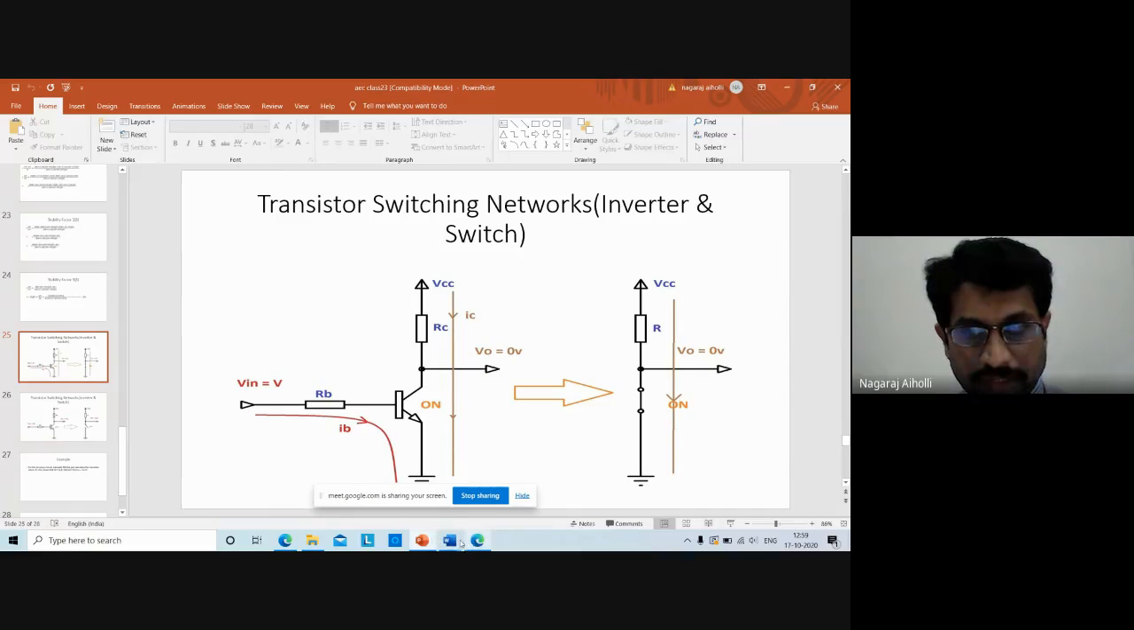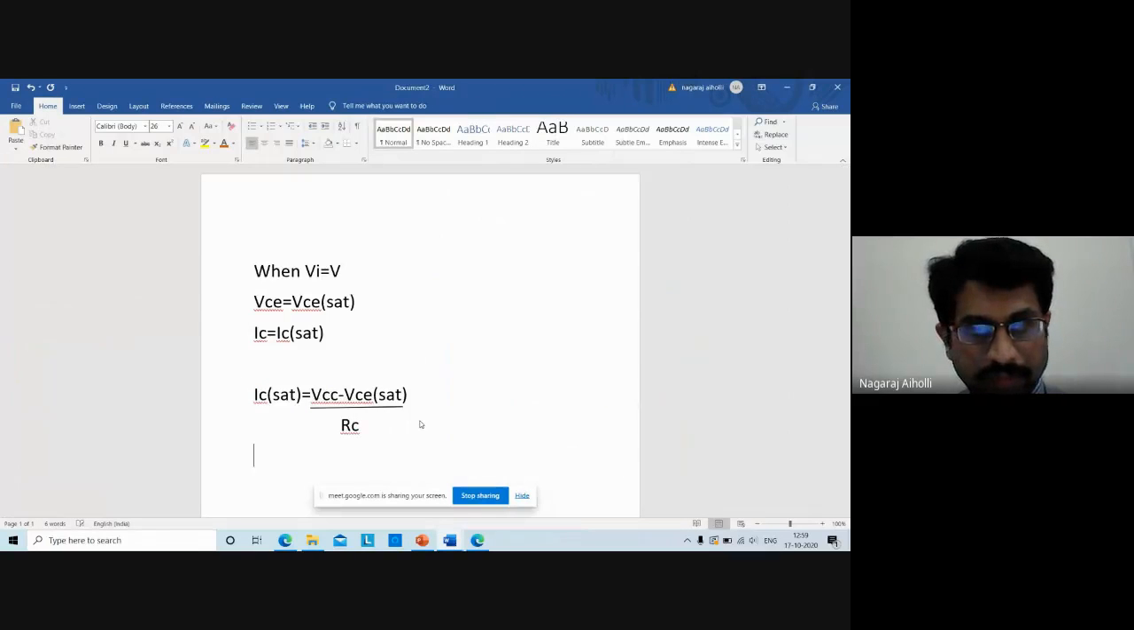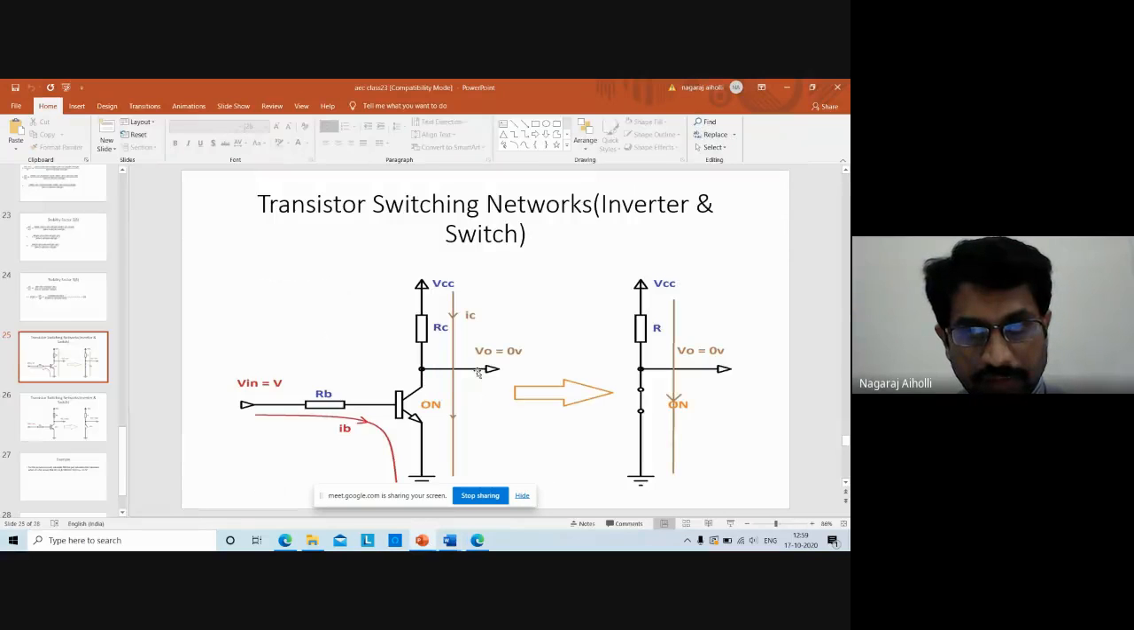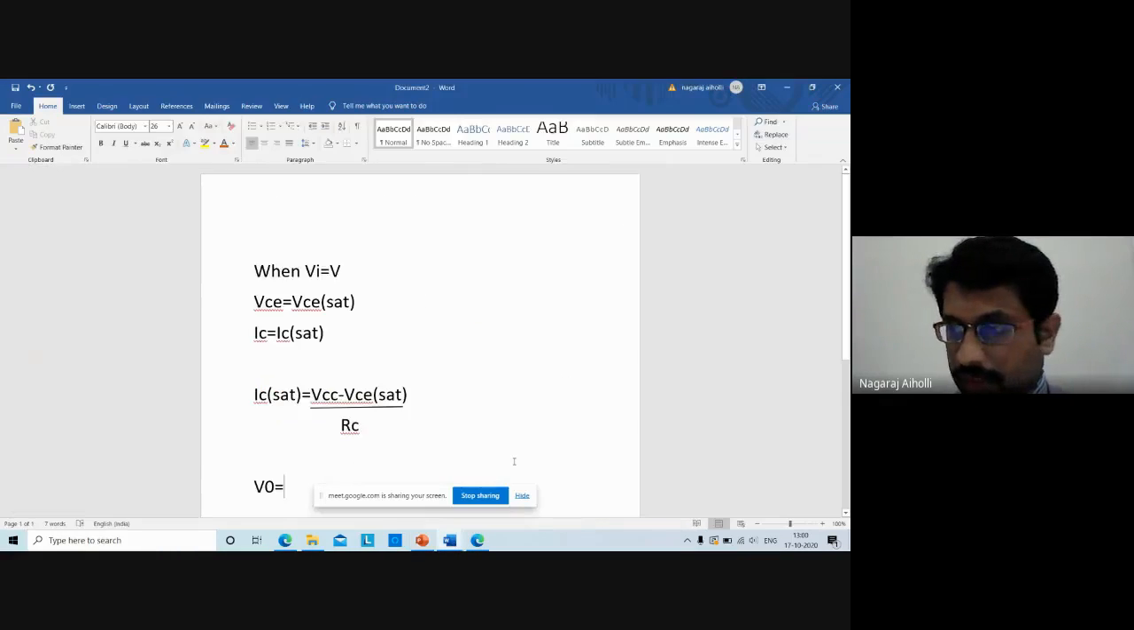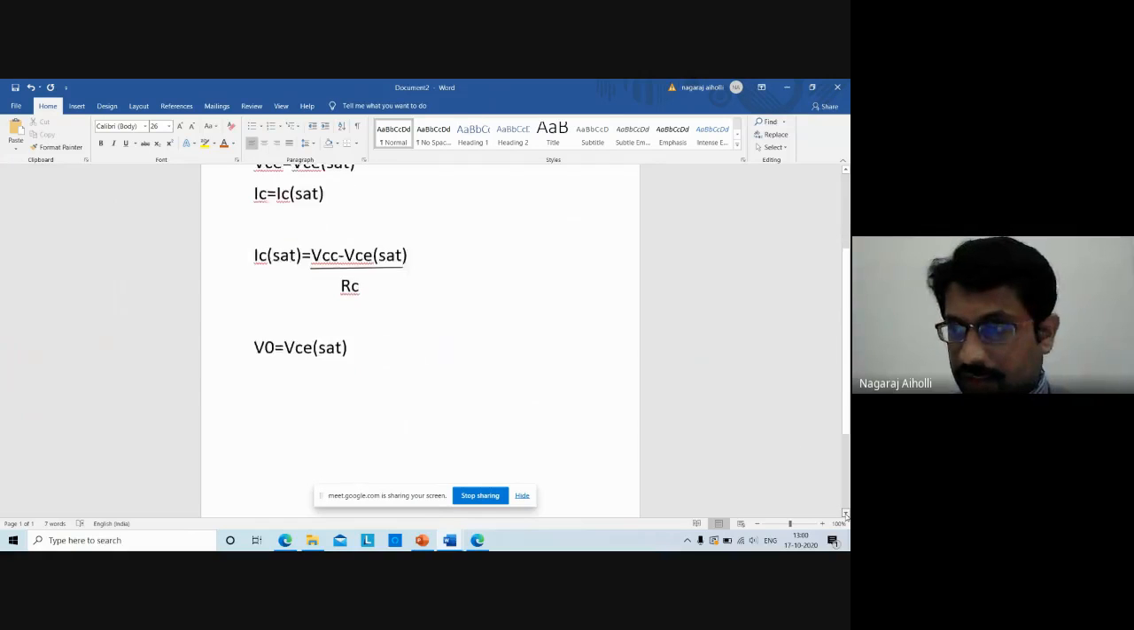So this is one of the equations. Next, we have the equation for output voltage. V naught will be VCE sat, because VCE is nothing but the output voltage. Look at this circuit: the emitter terminal is grounded, so the output voltage is nothing but the voltage at the collector, the VCE voltage. So that is also the saturation voltage. V naught is equal to VCE saturation. So this is another equation.